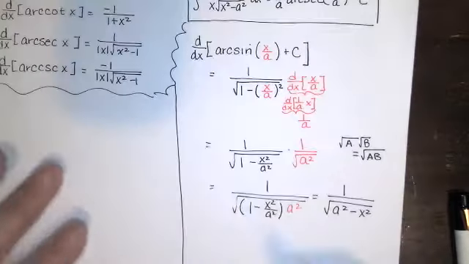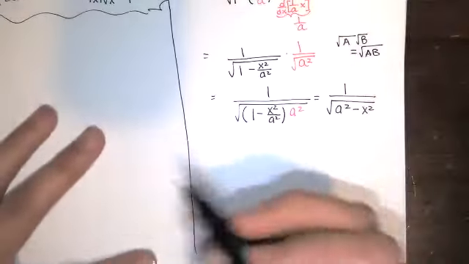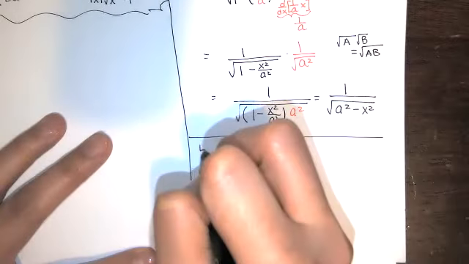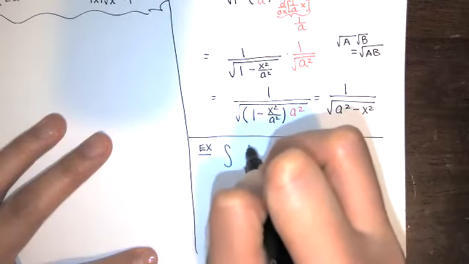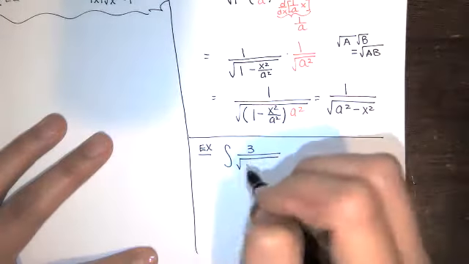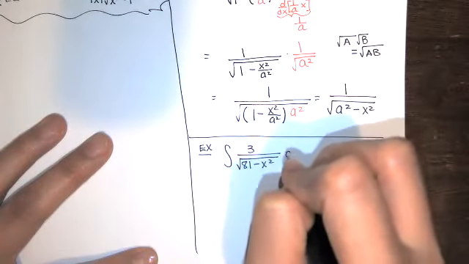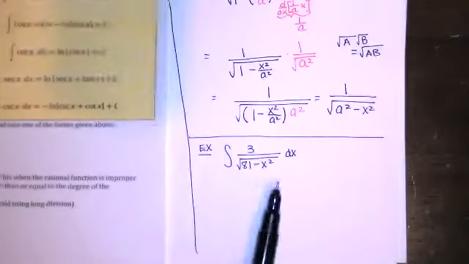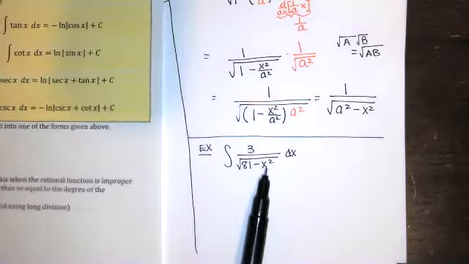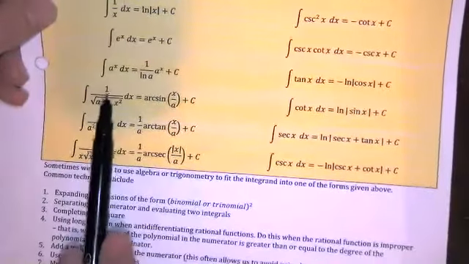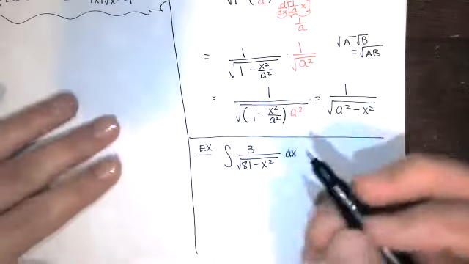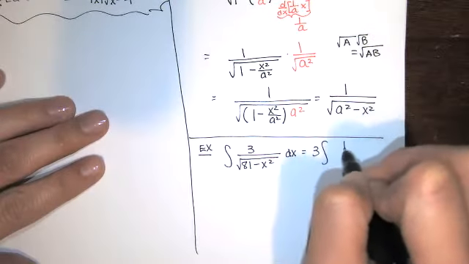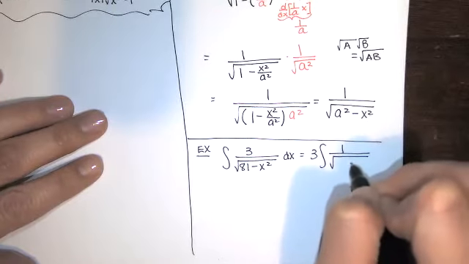Okay, let's just see that rule in action. See a quick example. Let's say I see 3 over the square root of 81 minus x squared dx. Well, first of all, I notice that it matches that pattern. I've got a constant squared minus x squared under a radical. I've got a 3 in the numerator instead of a 1, but that's no big deal. We can factor out the 3, and then we've got this.